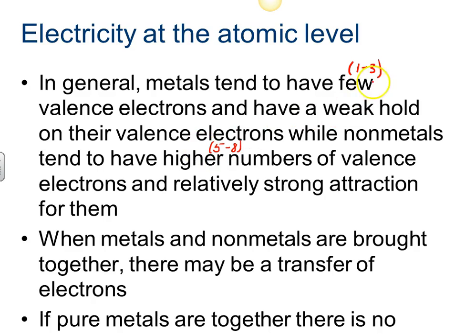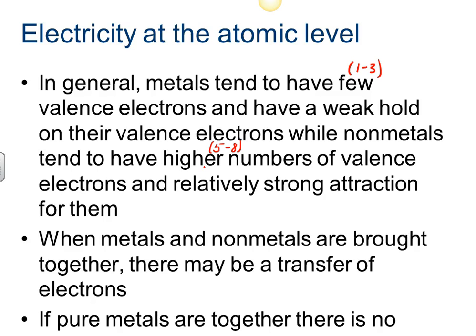Although you'll notice we don't have 4 in here. 4 could also be included in most cases in the nonmetals, but in a few cases, like lead, for instance, and tin, we may actually have metals with that level. So 4 electrons in the valence level is sort of a transition number.